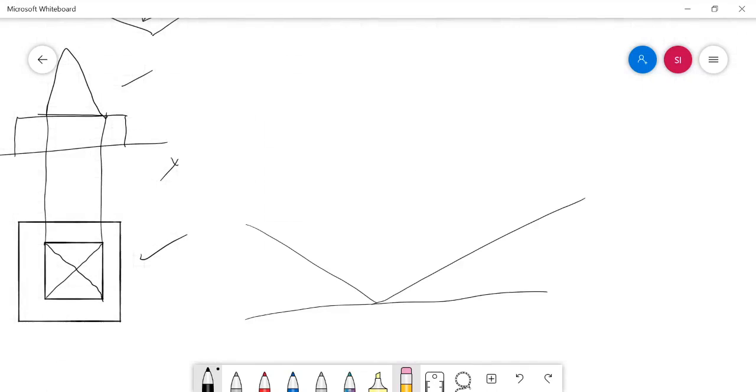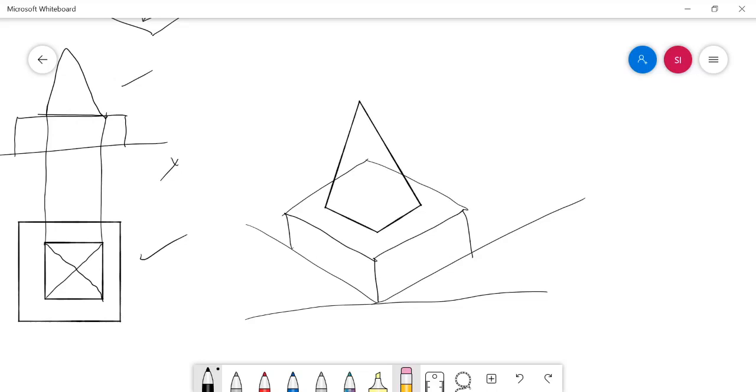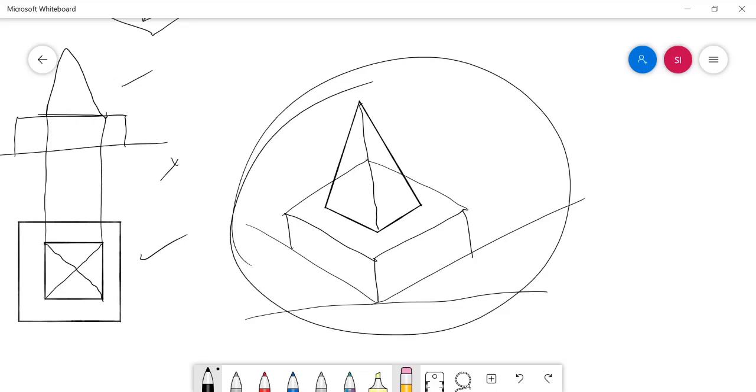So first, as usual, I have to draw the isometric view of the bottom solid. Thereafter, I am going to draw the isometric view of the top solid. So this is the work we are going to do now. Let's do the task one by one.